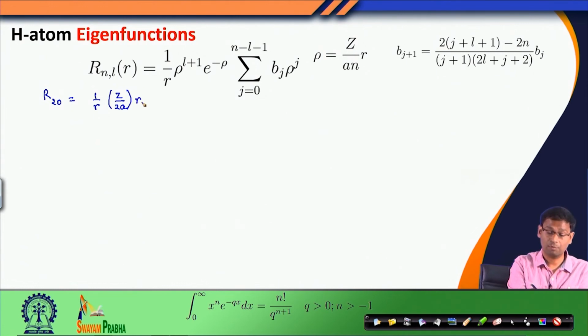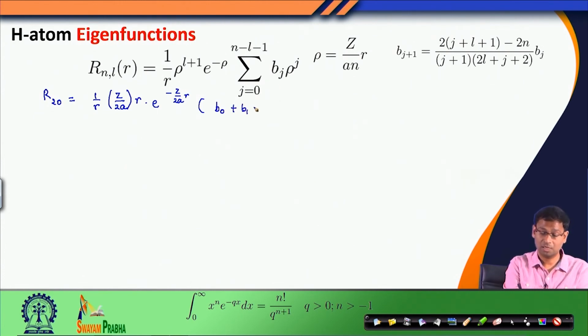So, raised to the power L plus 1, that means simply this quantity z over 2a into r, e to the power minus rho, which is simply z over 2a r, and j equals 0, this summation, the power series will have going from j equals 0 to n minus L minus 1. n is 2, L is 0. So, therefore, this will have j equals 0 term and j equals 1 term. So, j equals 0 means b0, j equals 1 means b1 rho, rho is of course z a by n.